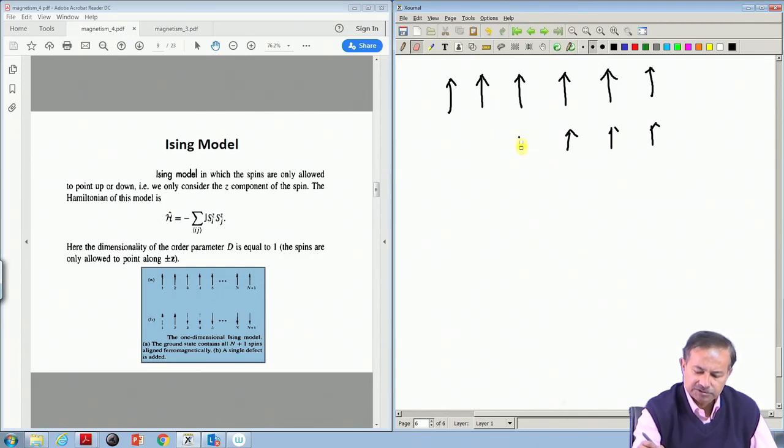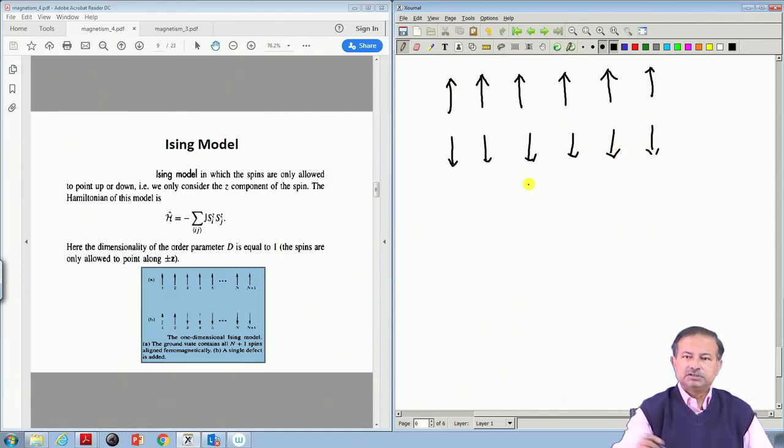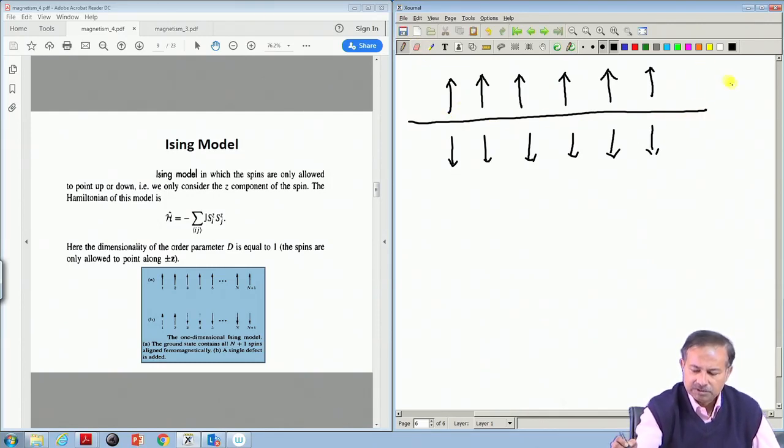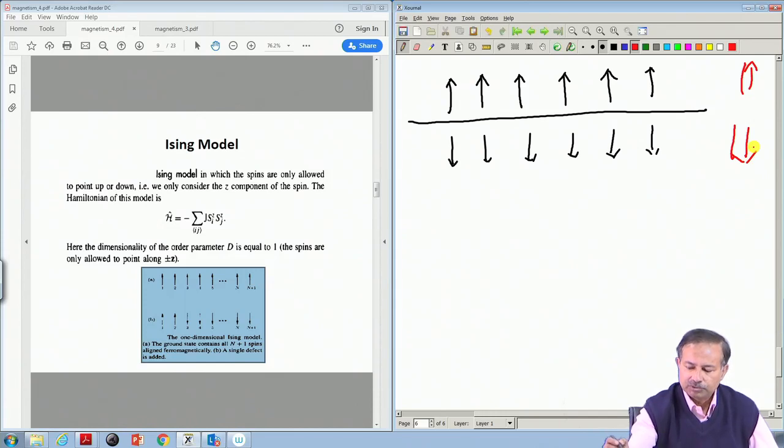So let us just consider this one dimensional model where the spins can only point up or down. As you can see, these two states have the same energy, you can't distinguish between them in terms of the Hamiltonian, they are degenerate states. So this is one state which is all up, and this is one state which is all down. Both are ferromagnet, and both have the same energy.